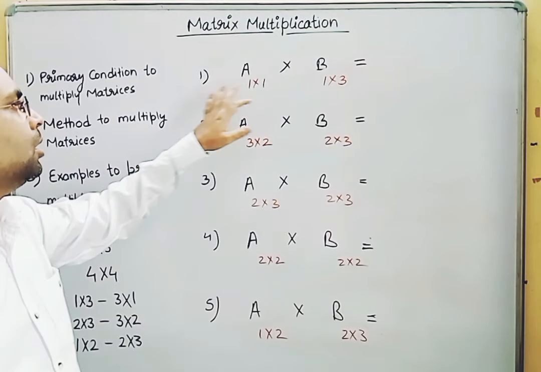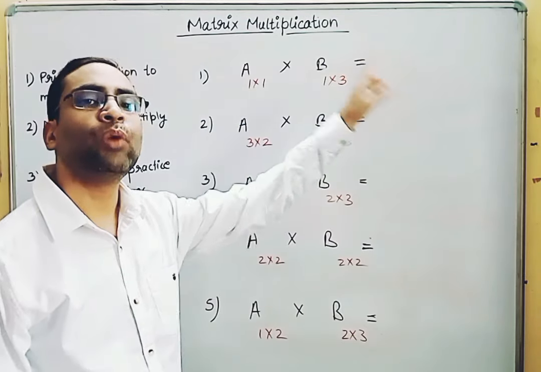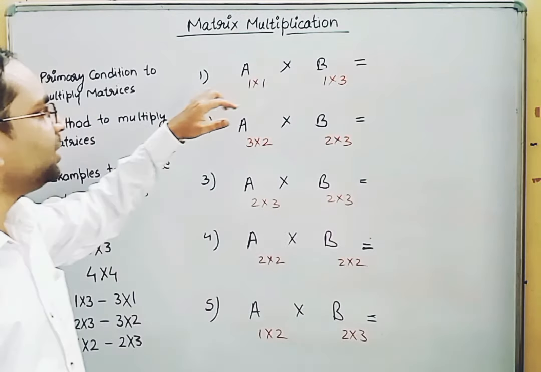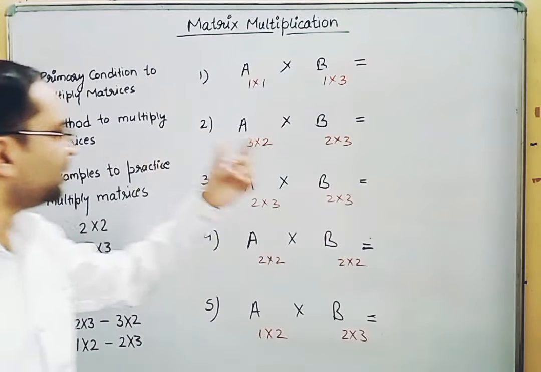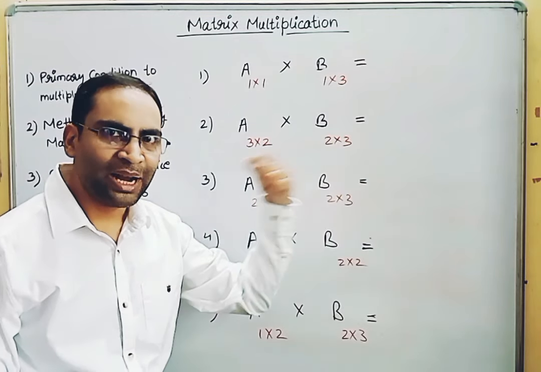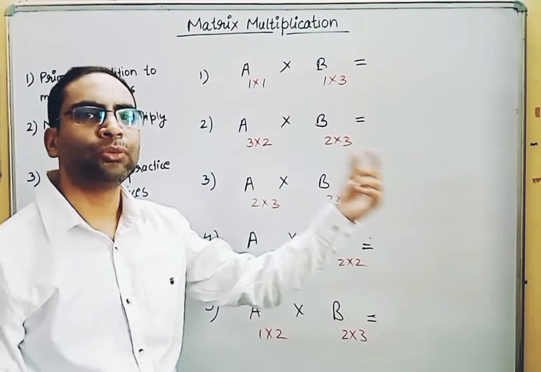Question number 1, order 1 cross 1, 1 cross 3. Just write 1 yes or 1 no. If this can be multiplied, then it should be 1 yes. If this cannot be multiplied, then write 1 no. Similarly, in the second question, this is 3 cross 2 and 2 cross 3. What do you think? Can we multiply these two matrices? Just write 2 yes or 2 no.